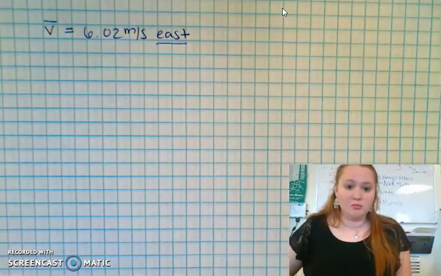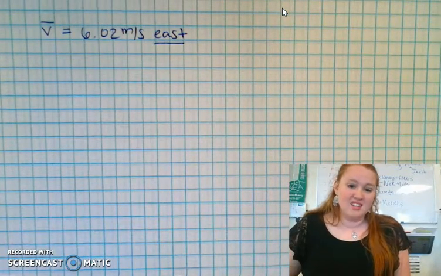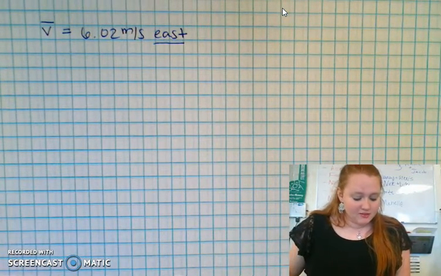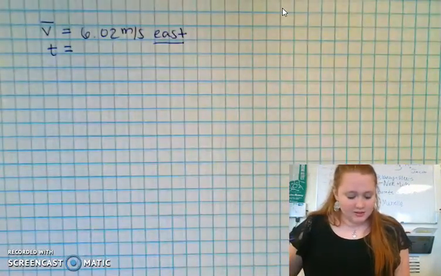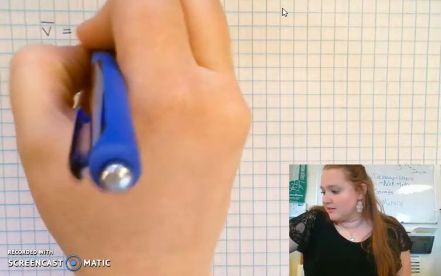Remember, this direction is important. If we don't include direction, then we only have a speed, not a velocity. And we know our time is 137 seconds.